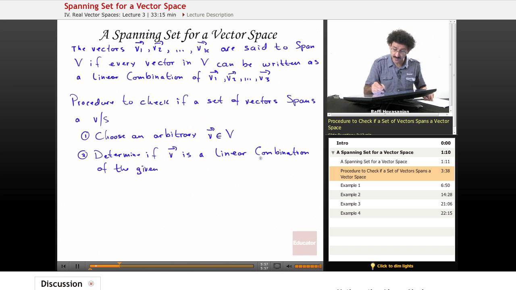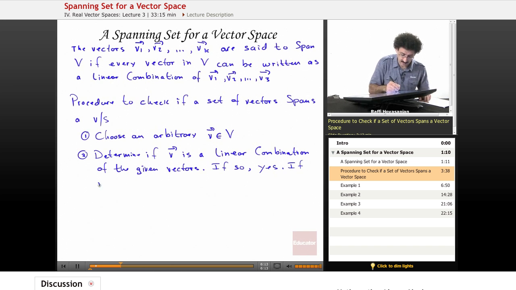Okay, determine if V is a linear combination of the given vectors. So it's just the definition. If it is a linear combination, then yes, the vectors actually span the vector space. If not, if there is no way to form a linear combination, then no.